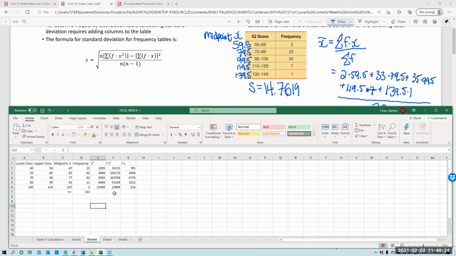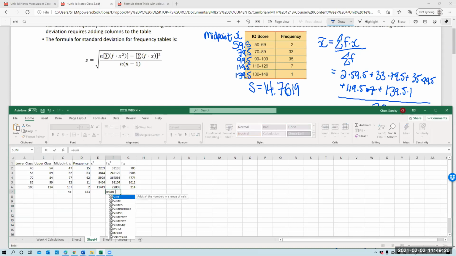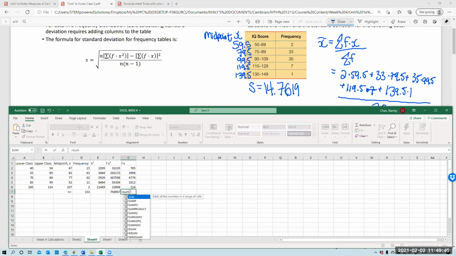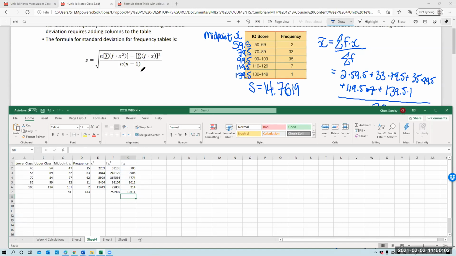And then I'm going to sum up my f times x squared right here. So that gives me my sum of f dot x squared. F dot x, or f times x, I can sum that up as well. So this equals the sum. And then I'm going to highlight all of these values and basically sum them all up. So now I have the summation of all of these.